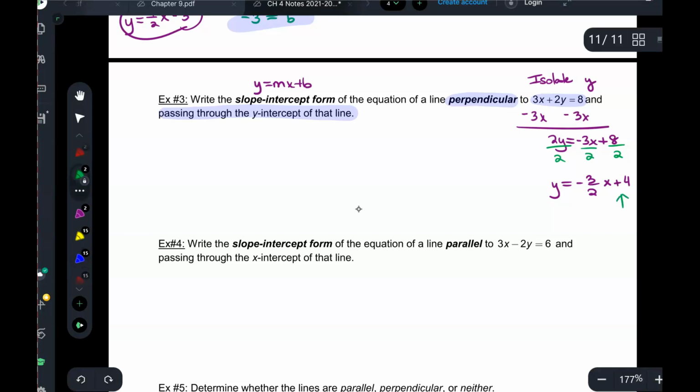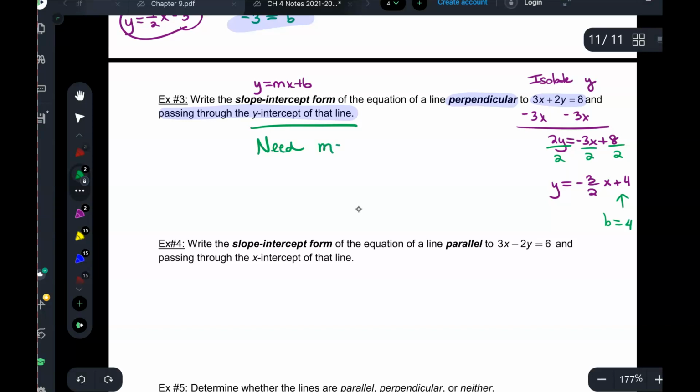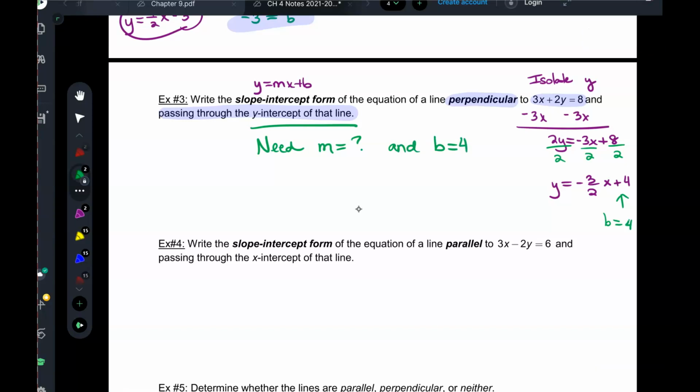Now, normally I would have told you we would ignore that information. But because it says using that same y-intercept, that's not the equation of the line. What do I need? Do I also need the x-intercept? Well, we could, but what do we really need? We need m and we need b. Now, b, we just found out is 4.